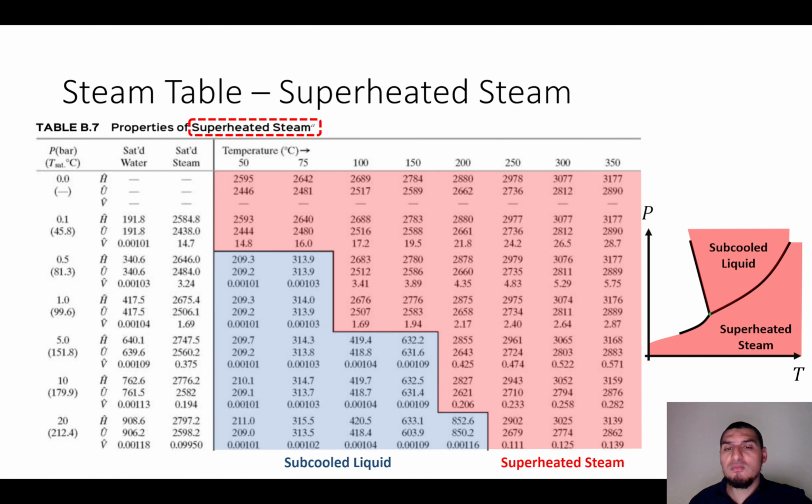So next time we will see, in case you have data that is not tabulated, so you have something, let's say, between 100 and 150, how can we do interpolation and get data or calculate data from the tabulated data? So this is something we'll see next time, inshallah.